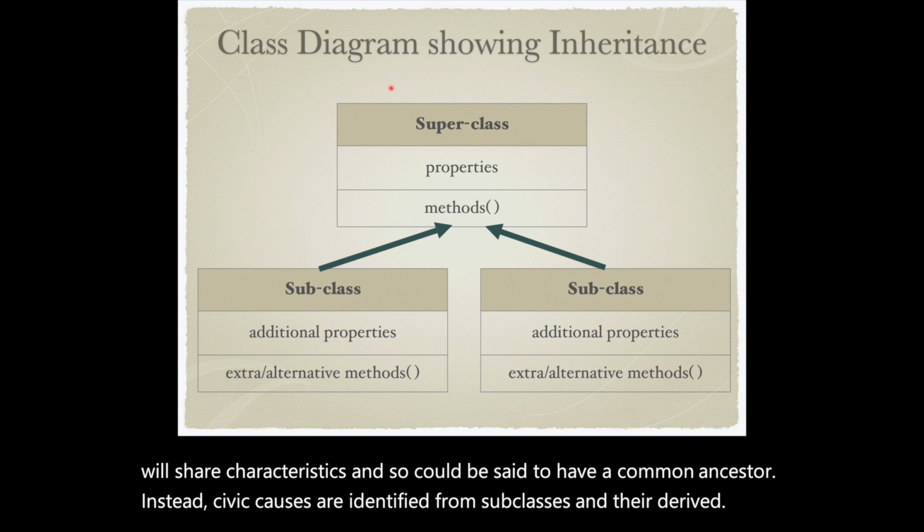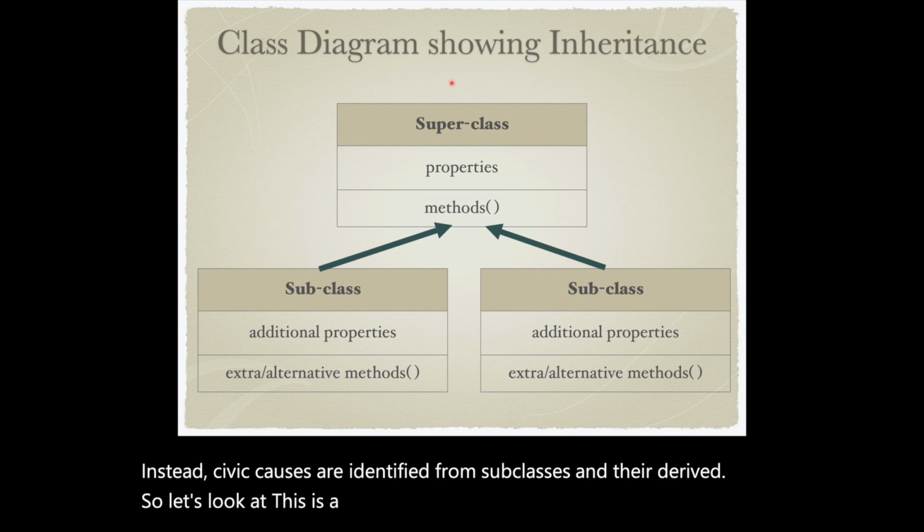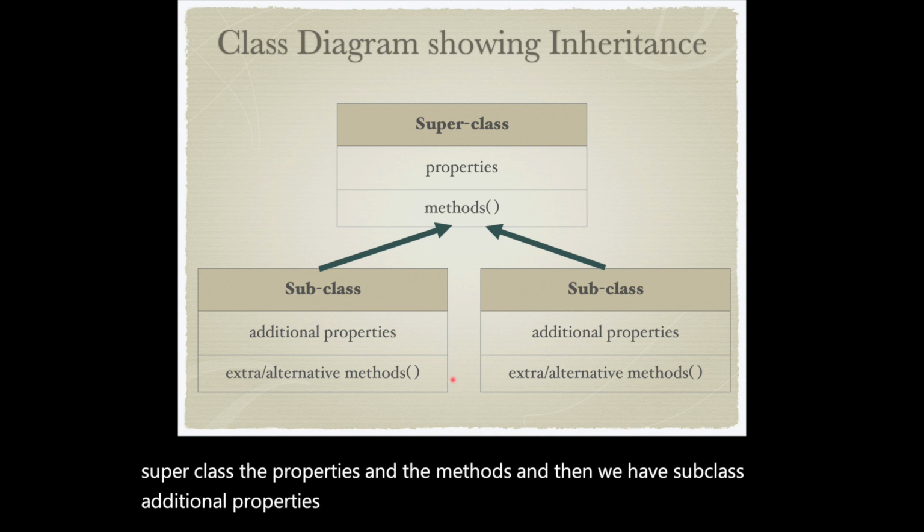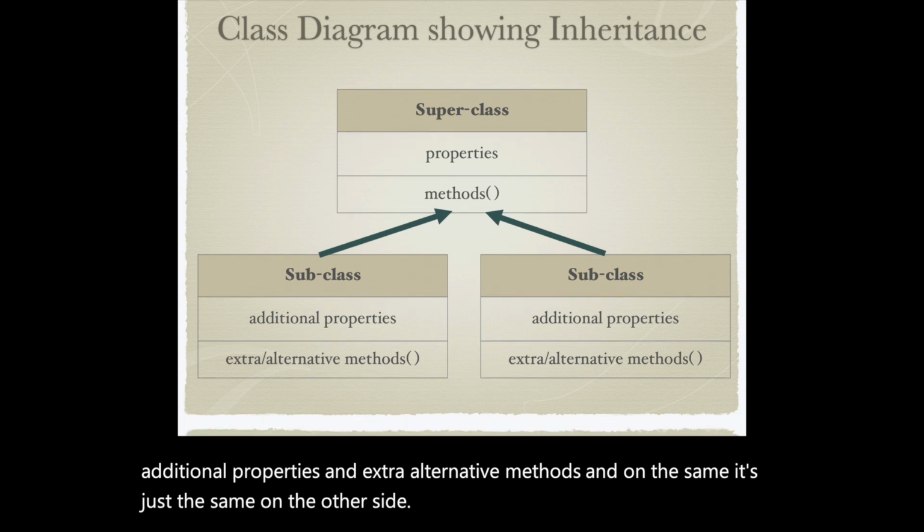So let's look at this. This is a class diagram showing inheritance. We have a superclass, with its properties and its methods. And then we have a subclass, with additional properties and extra alternative methods. And it's just the same on the other side.